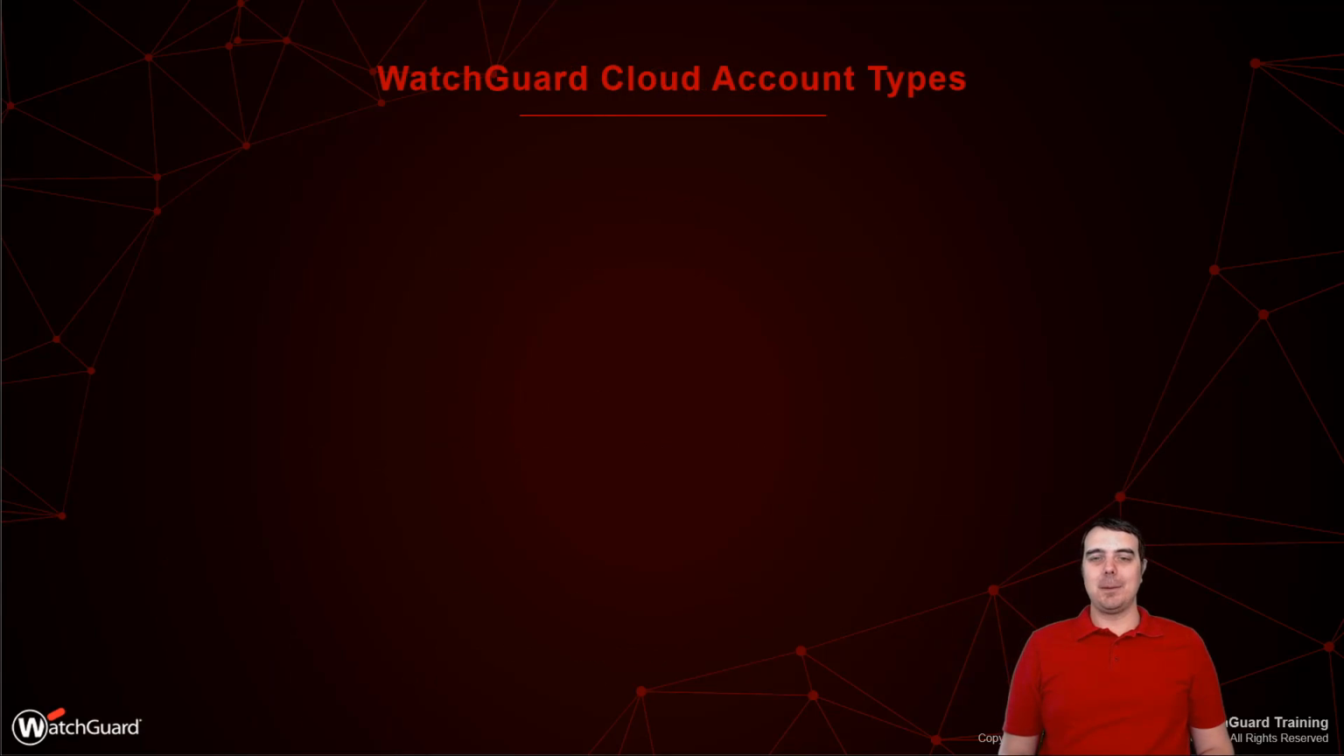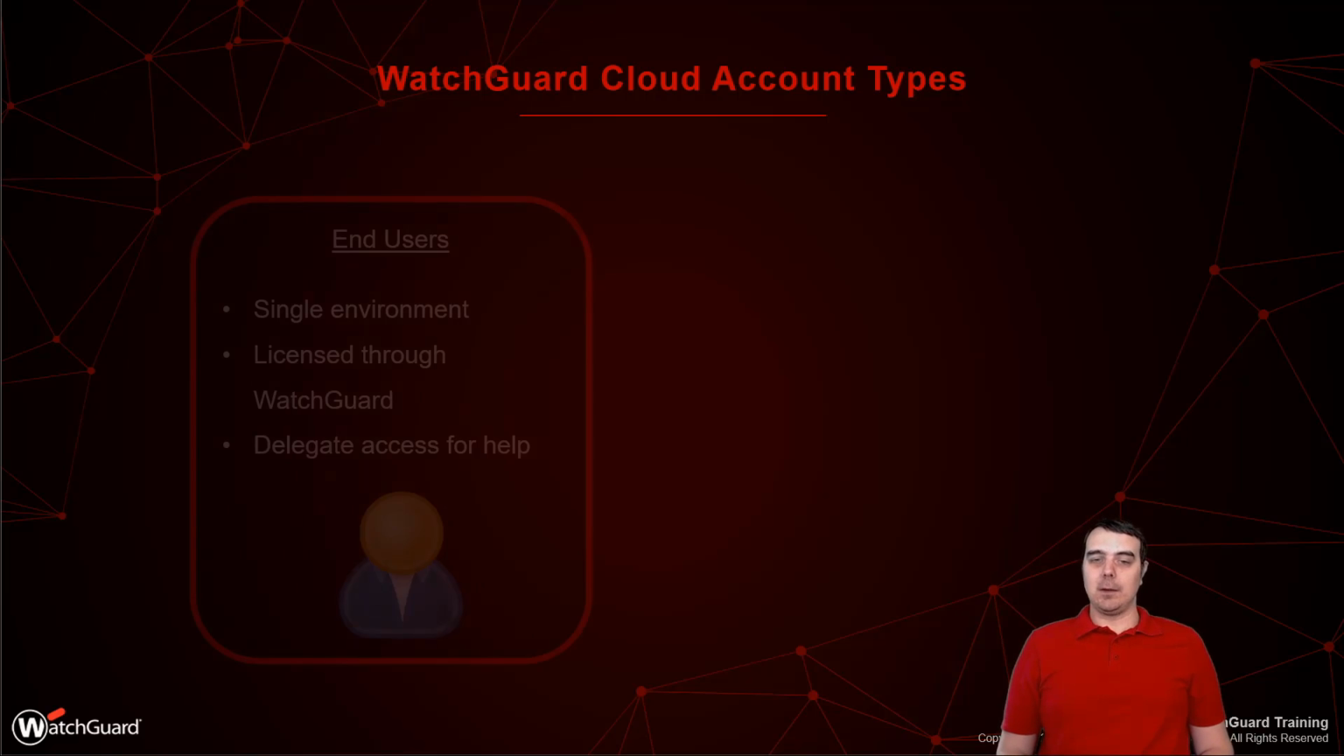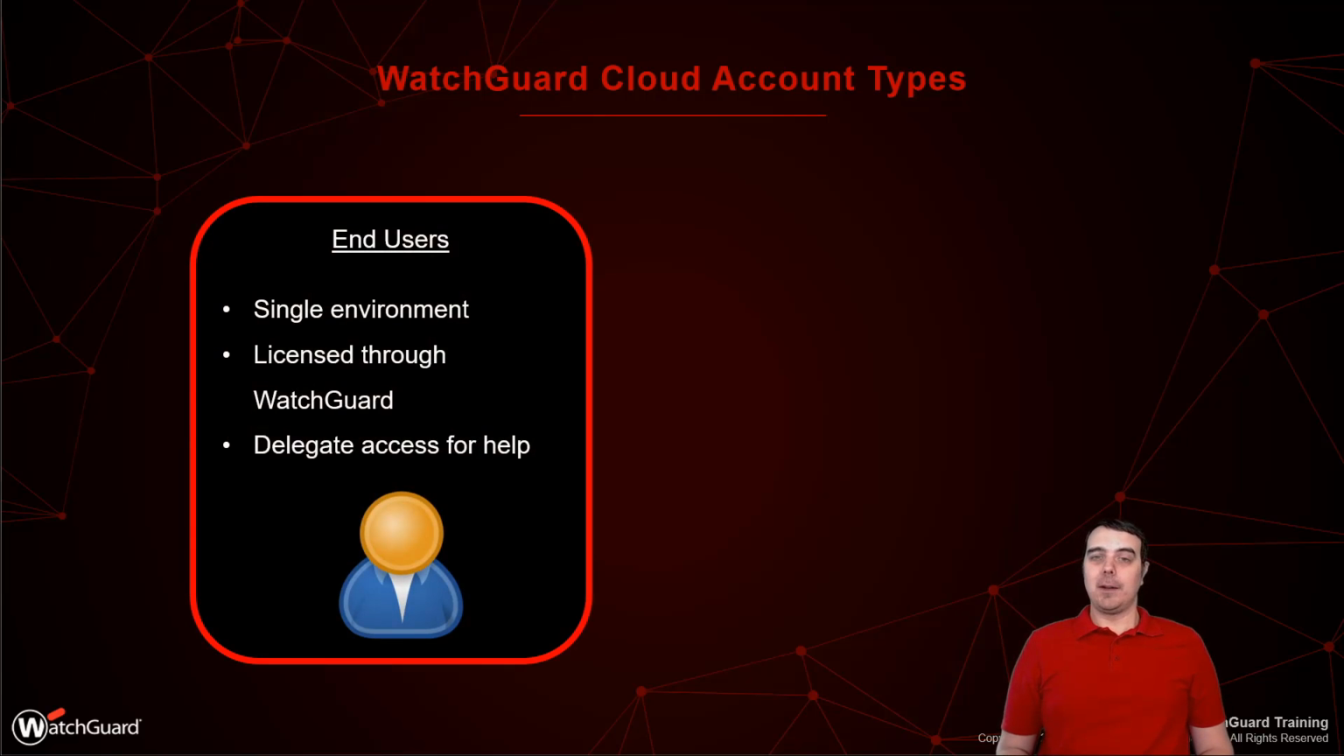Let me briefly describe the types of accounts in WatchGuard Cloud and how they relate to AuthPoint. End user accounts allow a single deployment of AuthPoint and are licensed through WatchGuard. This allows anyone to purchase user licenses and use them to protect their accounts. End users can also delegate access to their WatchGuard Cloud account to a service provider if they require assistance with the configuration or management of any services in WatchGuard Cloud.